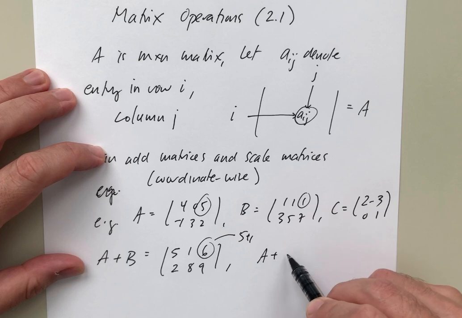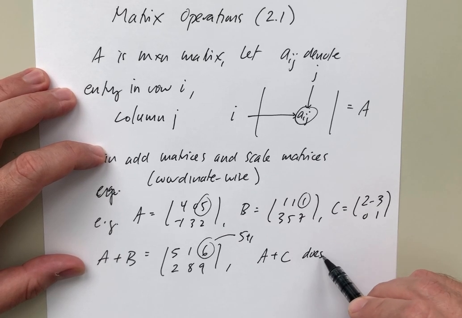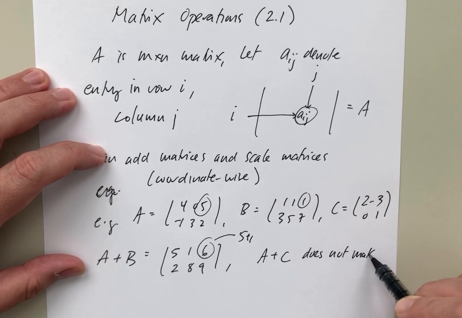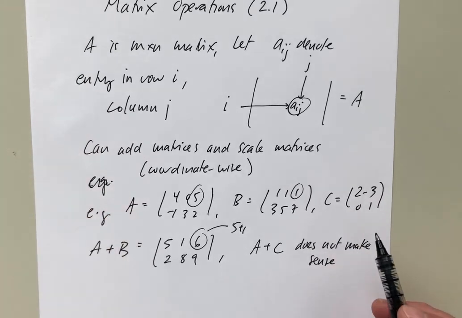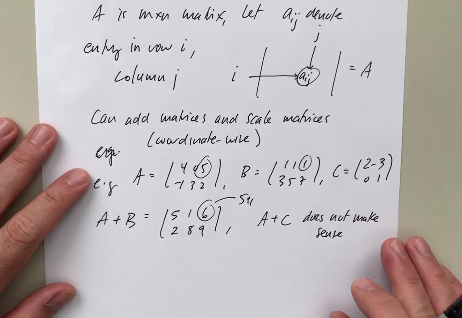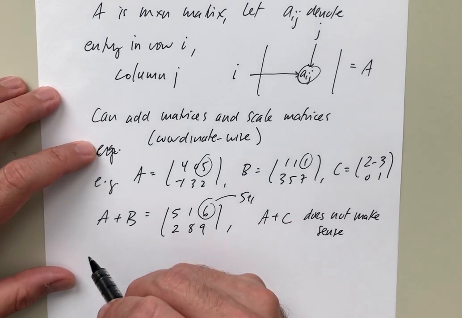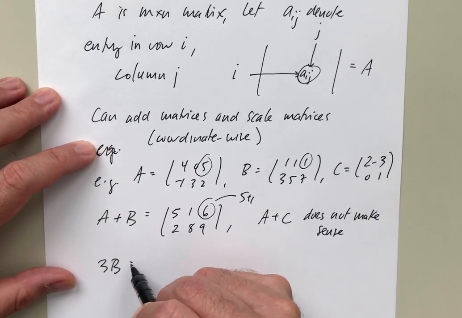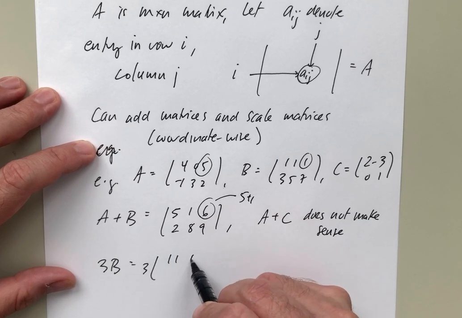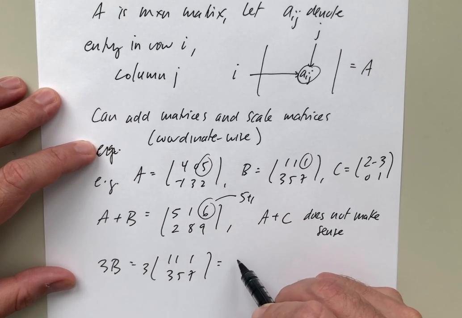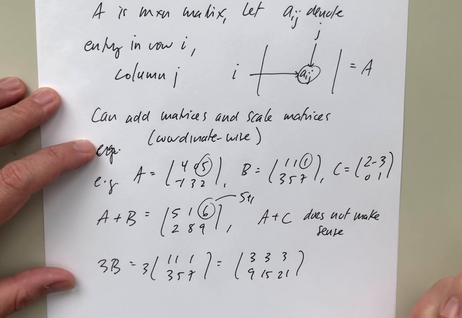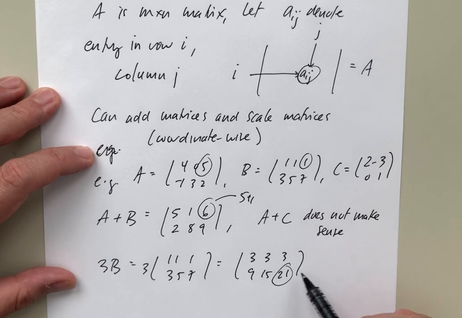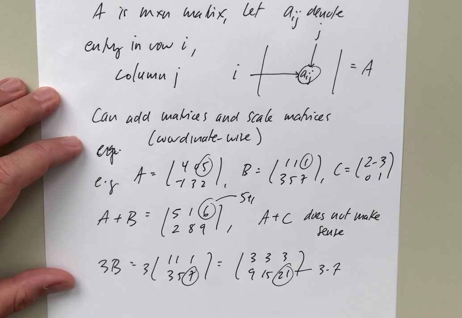Notice that A plus C doesn't make sense because they're different shapes. I can't actually add coordinate-wise because they sit in different places. It doesn't make sense to add those two matrices. And what else can we do? We can also scale matrices. So what about 3 times B? Well, this would be 3 times 1, 1, 1, 3, 5, 7. So again, coordinate-wise, I just scale everything by 3 that I see. So 15, 21. And for instance, this is just 3 times 7 because I scaled that entry.